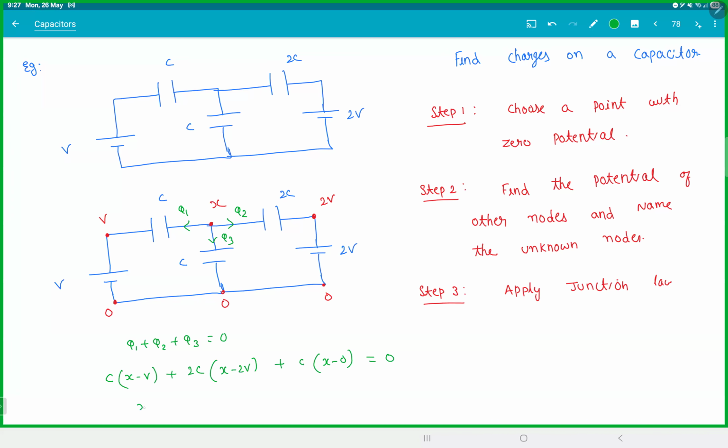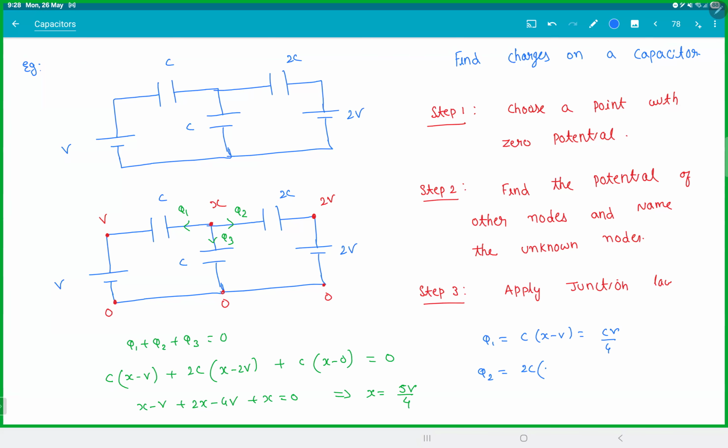C gets cancelled off. We get X minus V plus 2X minus 4V plus X is equal to 0. From here, we get X is equal to 5V by 4. Once you got the value of X, you're done. You can find the charges. What is Q1? C into X minus V, CV by 4.